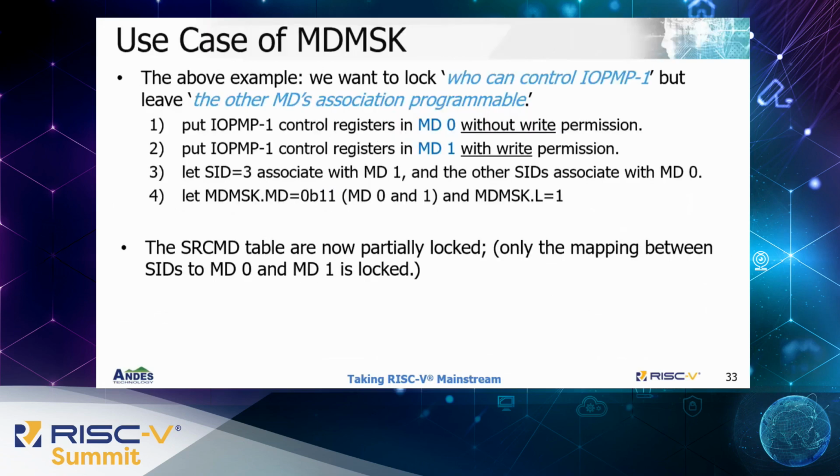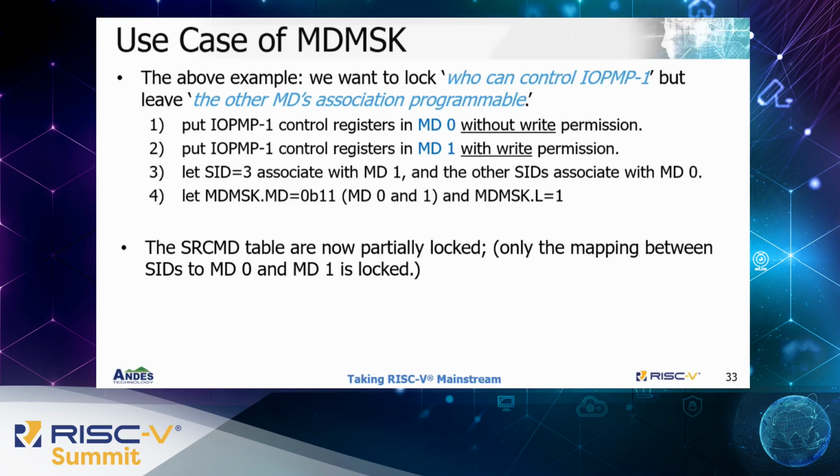Okay, it's time to get back to this example. Lock who can control IOPMP 1 but leave the other MD's association programmable. Similar to the loop of denying, we need 2 memory domains: MD0 to deny IOPMP 1's controls, and MD1 to allow them. Step 3 is the same as the previous method.